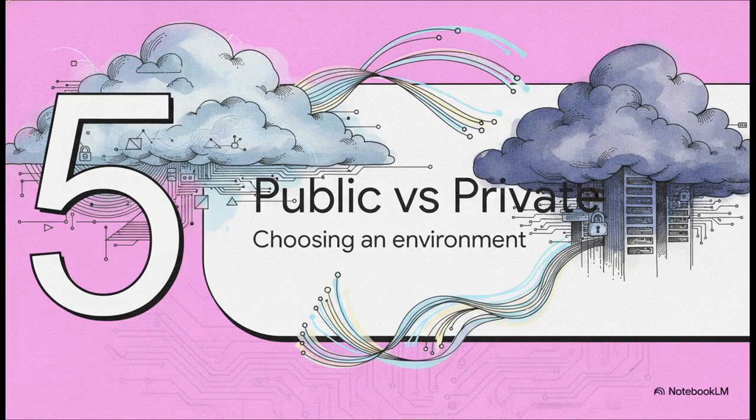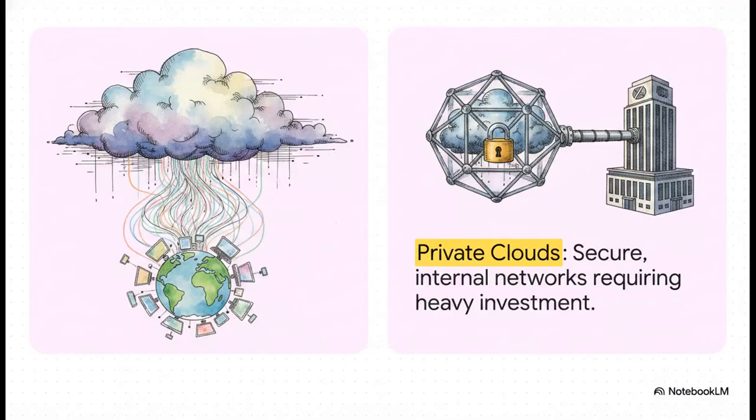Moving to Section 5, Public, Private, and Hybrid Environments. When a company decides to make the jump to the cloud, they have to choose an environment. On one side, we have public clouds. These are owned by third-party vendors and shared among many different customers over the public internet. They're incredibly affordable and highly scalable, but because you're sharing infrastructure, some organizations get a little nervous about strict security and privacy.